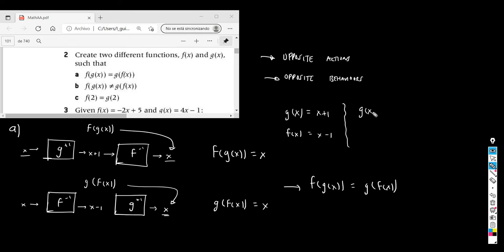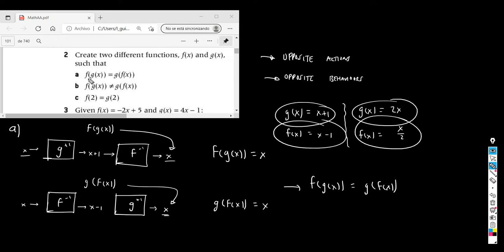For example, g of x equals 2x, which is a function that multiplies by 2, and f of x is x over 2, being the function that divides over 2. These two functions, if you first calculate the composition of f with g, and then g with f, you're going to find that both compositions are the same, right? And any other type, it doesn't matter. I don't care what type of inverse functions, as long as they are doing the opposite, they will satisfy this property.